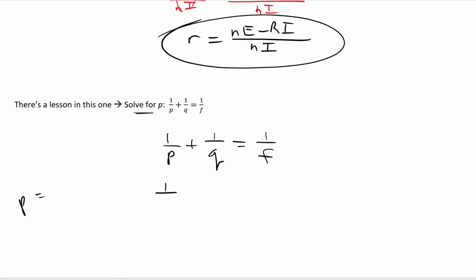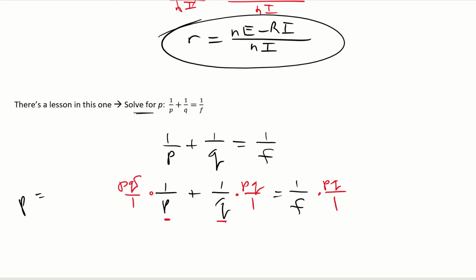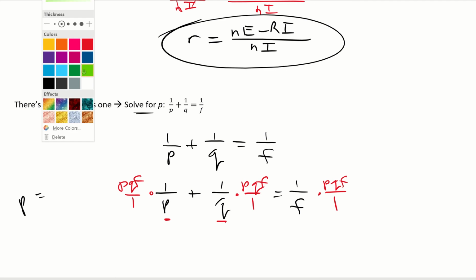I'm going to write this again. 1 over p plus 1 over q equals 1 over f. Come in with this and multiply by something all the way across. I want to cancel the p, so everybody gets a p. That'll cancel this p, but then there's a q, so everybody gets a q. P times q is your LCM. And f, you get it, don't you? F, F, F. That's weird, but it works.